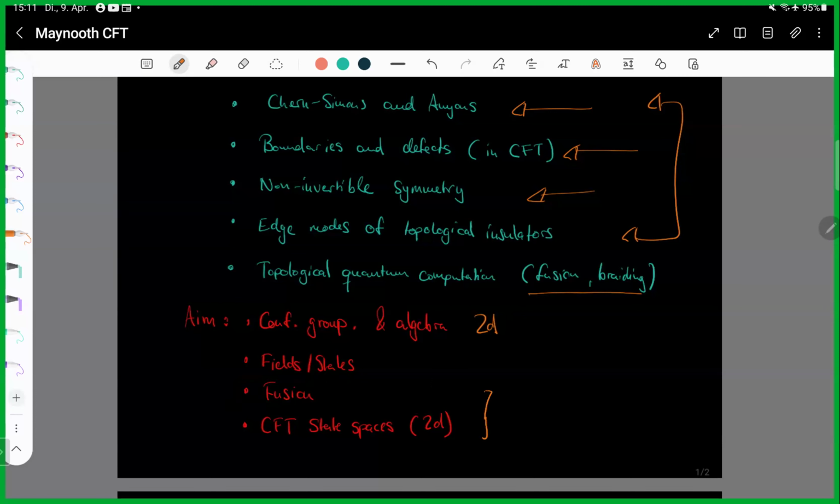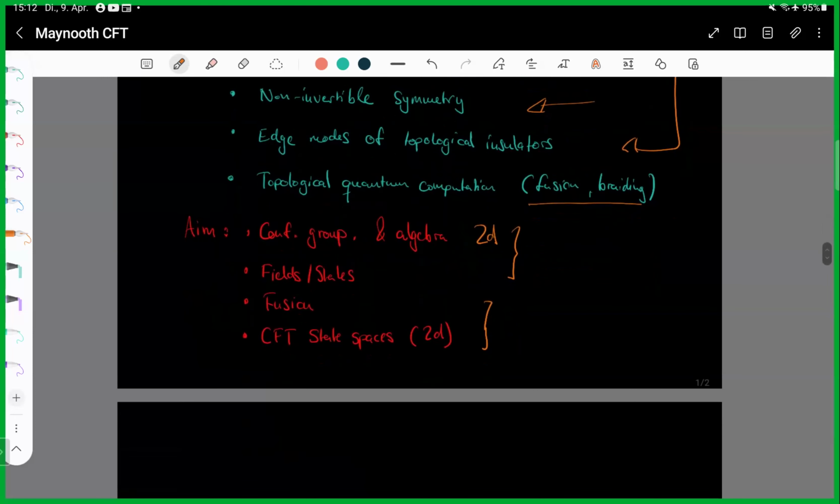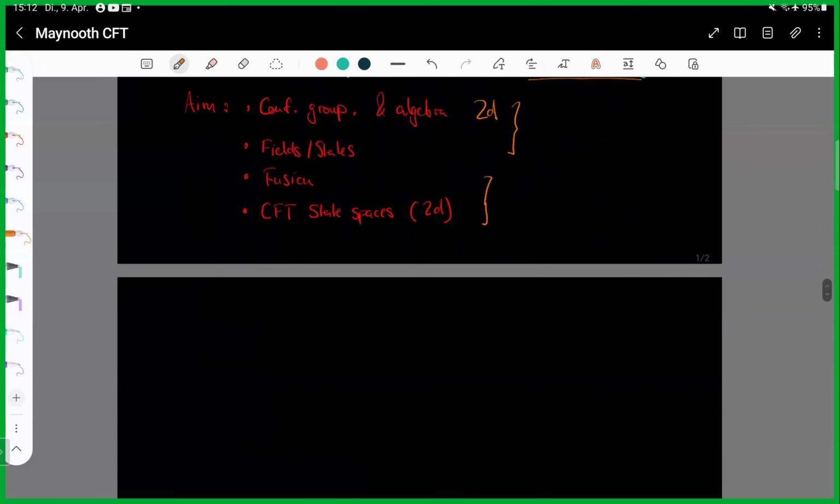So basically, if you want to follow the boundaries and defect part, what you'll need is, for instance, the fusion and the CFT state space section. So that comes toward the end. And the first 2 parts are sort of built up. And from what I understand, it's also important for non-invertible symmetries and so on. So we'll be talking about stuff like Verlinde lines and so on, but that's all for the future. So far so good. That's as far as the introduction goes.